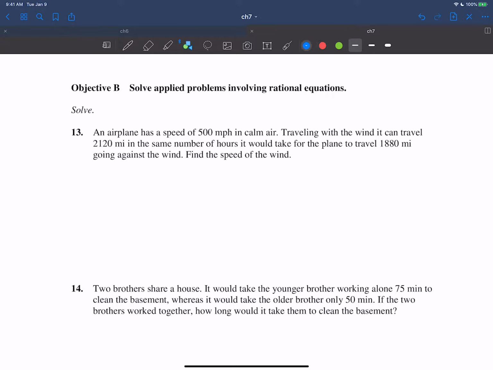Well, this problem sounds pretty complicated. First thing to do, let's make a variable. They want you to find out the speed of the wind, so we could just make this our variable. We could make it x, or you could make it w. And then, since this is a motion problem, I'm going to use the formula rate times time equals distance. So I'm going to use this formula to create my table. There are two situations. One is traveling with the wind. The other one is traveling against the wind.